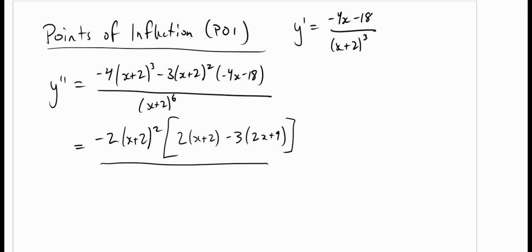Over x plus 2. And what did I say about the denominator? It's supposed to increase by 1. So I've got x plus 2's up here and 6 down here. That simplifies to 4, so it increased by 1. So that's exactly what we're looking for. Clean this up a little bit.